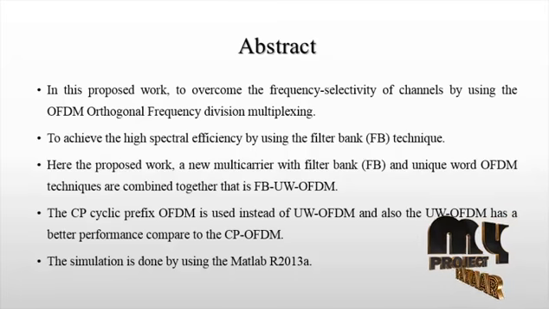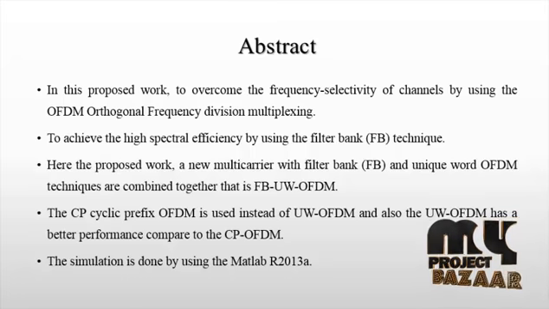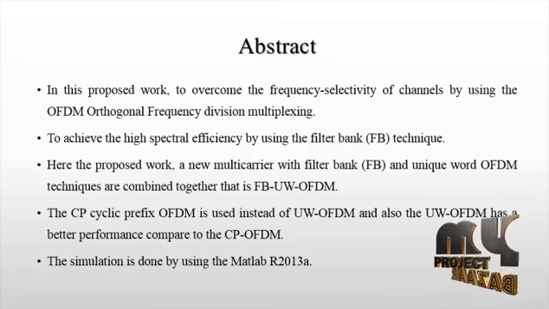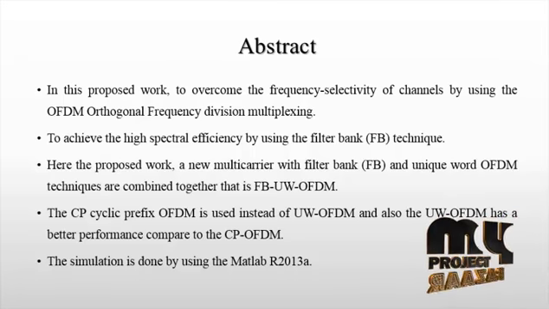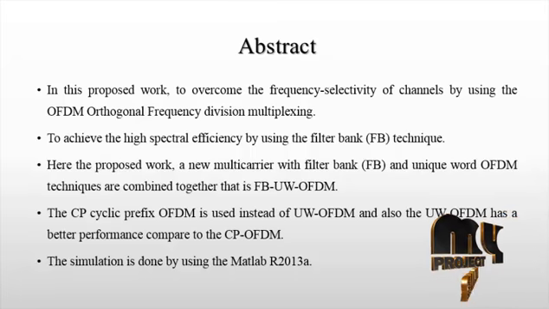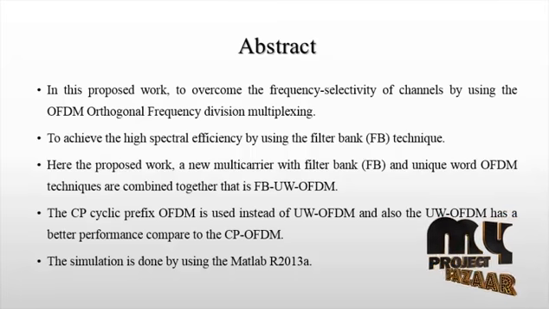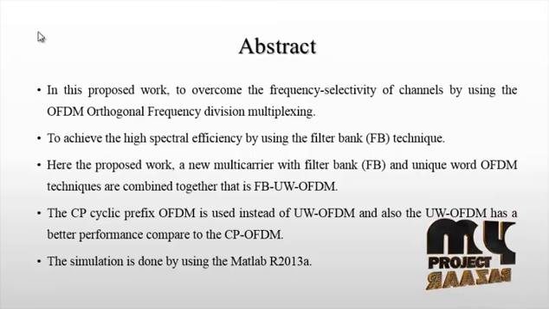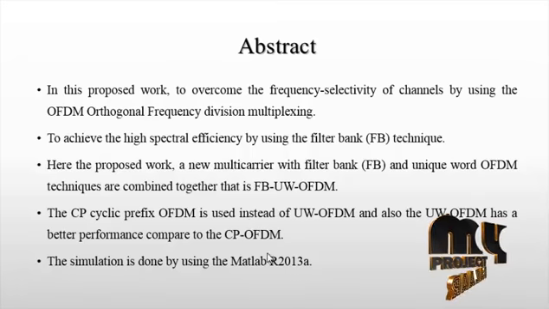In this proposed work, to overcome frequency selective channels we use OFDM, orthogonal frequency division multiplexing, and to achieve high spectral efficiency we use the filter bank technique, that is FB. In the proposed work, a new multicarrier with filter bank, FBMC, and unique word OFDM techniques are combined together, that is FBMC UW OFDM. Cyclic prefix OFDM, CP OFDM, is used instead of UW OFDM, unique word OFDM, and UW OFDM has better performance compared to the cyclic prefix OFDM. Overall, the simulation is done using MATLAB.